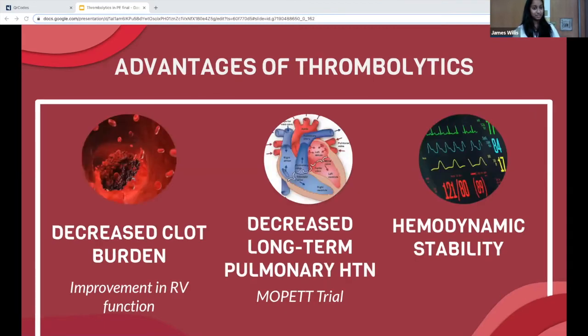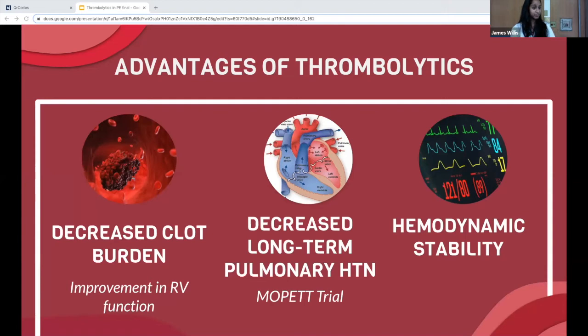In terms of advantages of thrombolytics, there have been studies that also show decreased clot burden, such as a small study by Levine et al., a study of 58 patients. They used half dose TPA versus heparin alone, and their primary outcome was clot burden on VQ scan at 7 days and at 28 days, which showed a decreased clot burden in patients that received thrombolytics versus just anticoagulation alone.